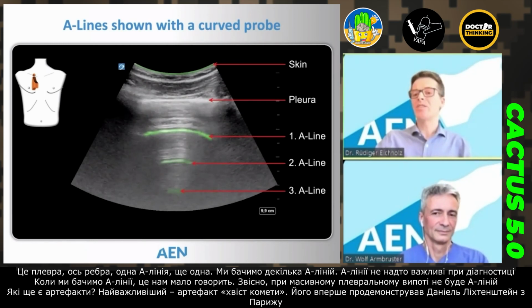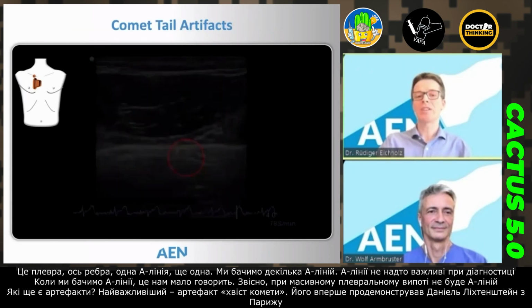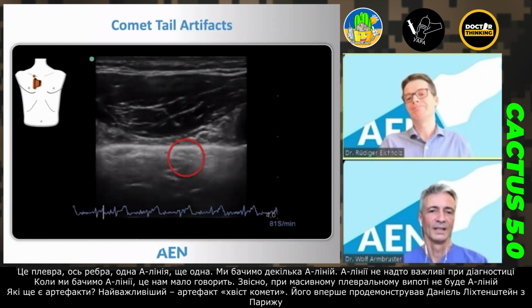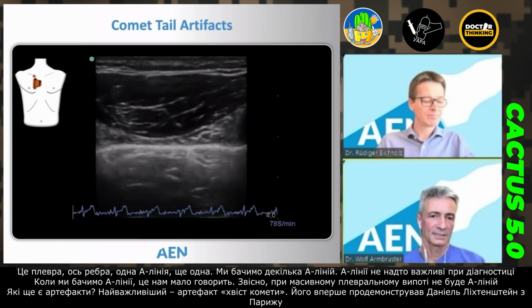And our opinion is it is important to know that also in literature we have A-lines, but for us it's not so important for a diagnostic process. So of course, if we see A-lines, it doesn't say too much to us. But of course, A-lines would not be present here in case we've got a big effusion. So what else do we have on artifacts, Wolf? Well, the most important artifacts are the comet tail artifacts.